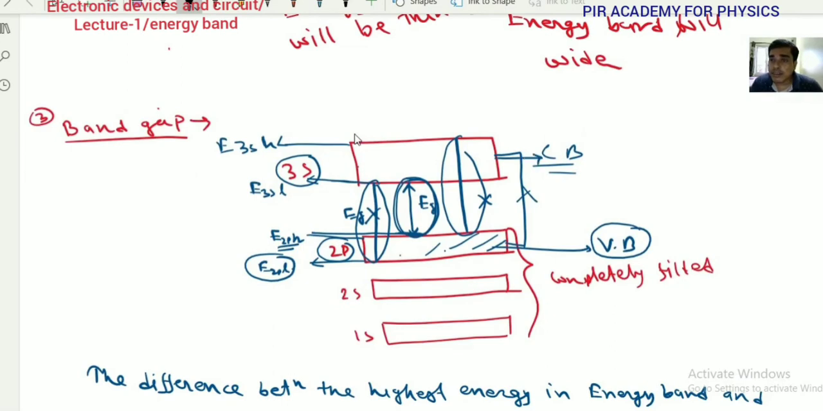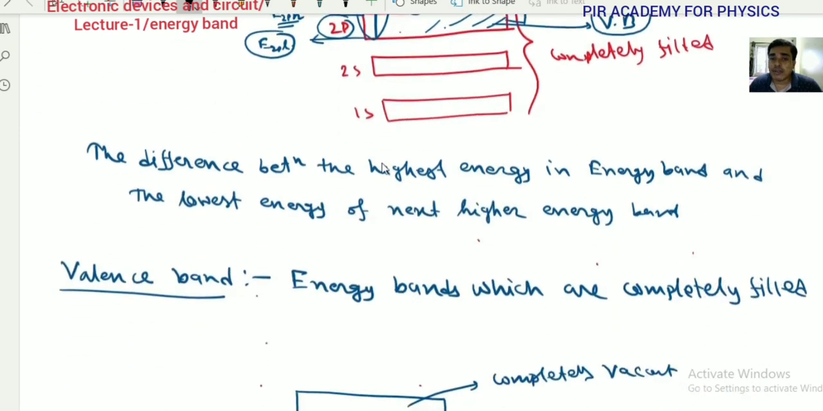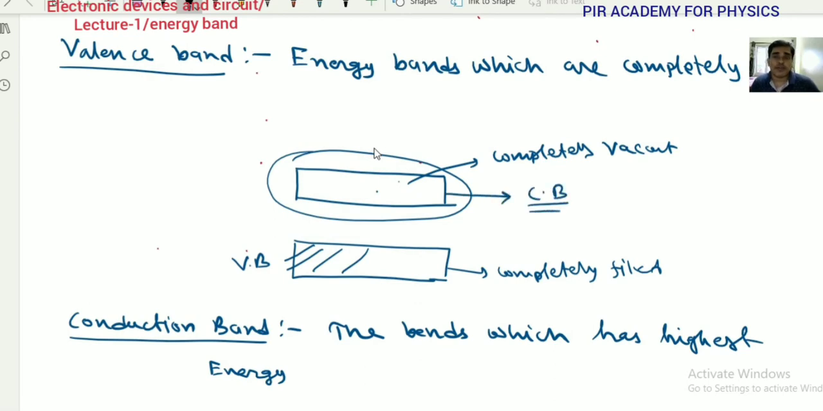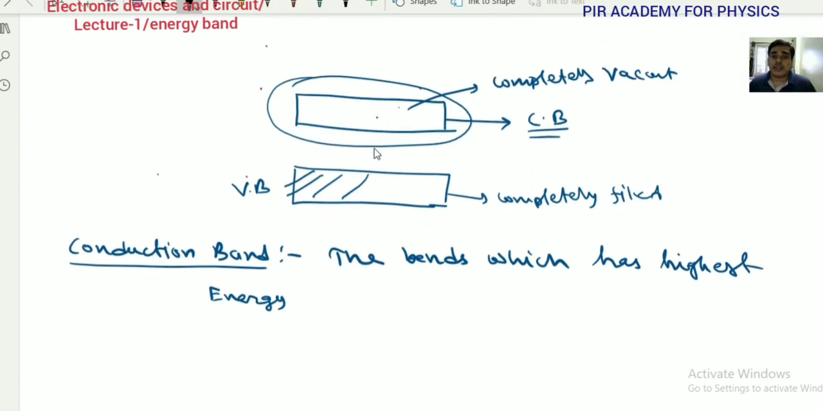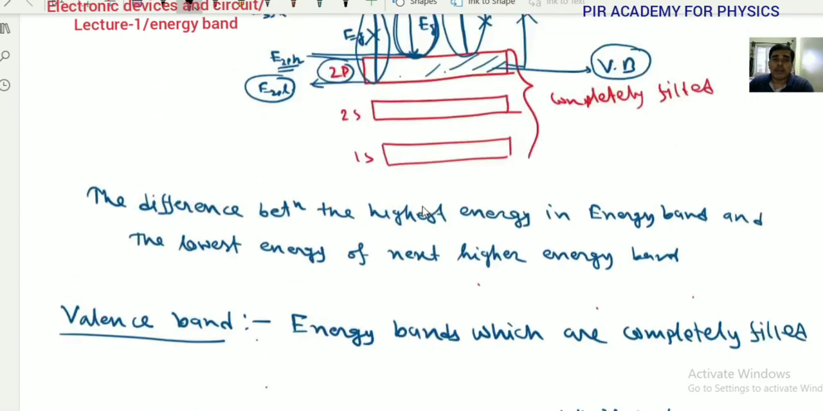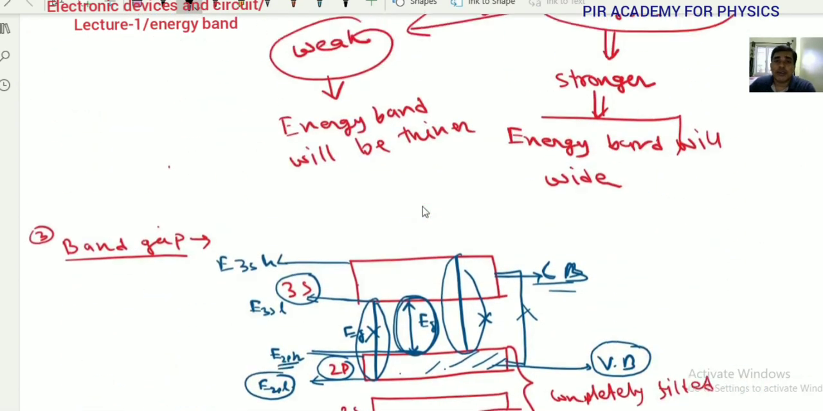For this is a conduction band, okay. Now for an atom which is completely filled, this is completely filled and this is completely vacant, that means the highest energy for this configuration is this band, so that's why this band will be the conduction band. This is the definition. That means I have completed what will be the definition of conduction band, what will be the definition of valence band, and what is the main definition of band gap.